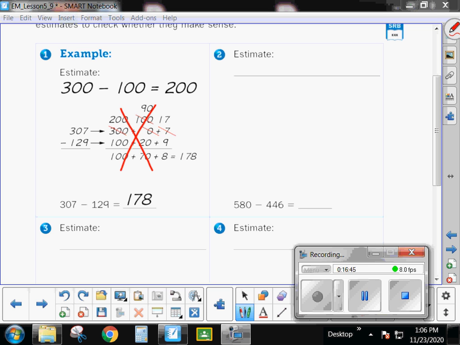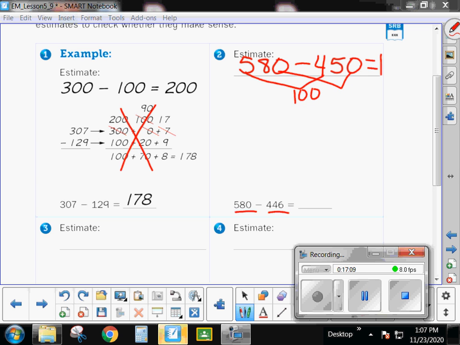All right, so let's first do our estimate. 580, that's already an easy number, so I'm just going to keep it 580. Minus 446, let's change that to 450. And we'll go ahead and do our subtraction. We'll do 500 minus 400, which would give me 100, right? And then 80 minus 50 would be 30. So my answer should be close to about 130.